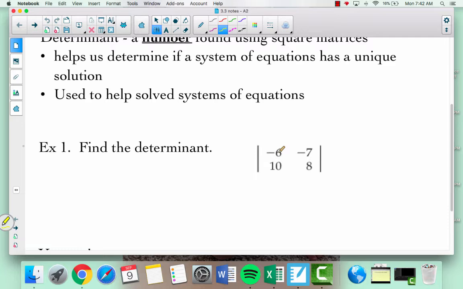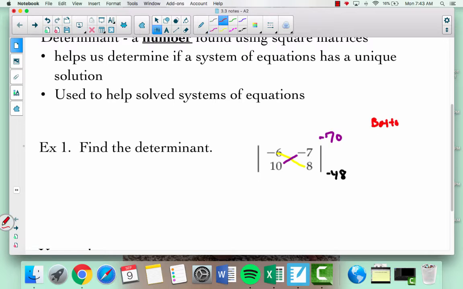We're going to multiply the first diagonal from top to bottom, and when I multiply those together, we get negative 48. Then we do the same thing going the other direction, multiply from bottom to top, and that gets us negative 70. Once you've done that in a 2 by 2, you're always taking the bottom minus the top. So we have negative 48 minus negative 70.